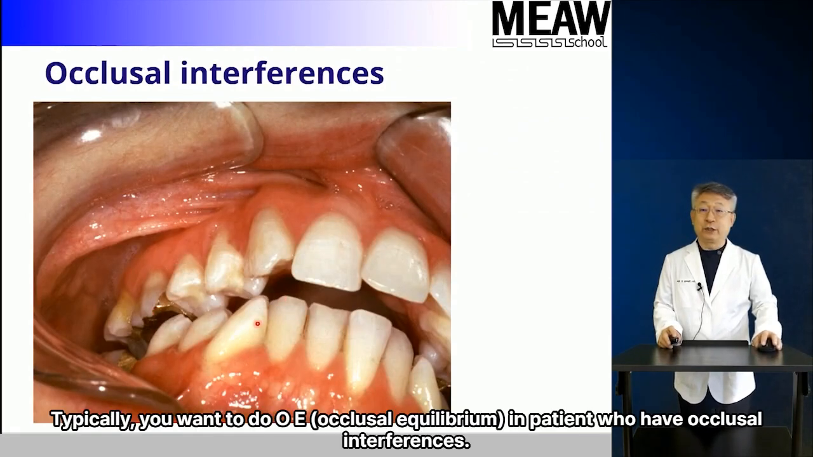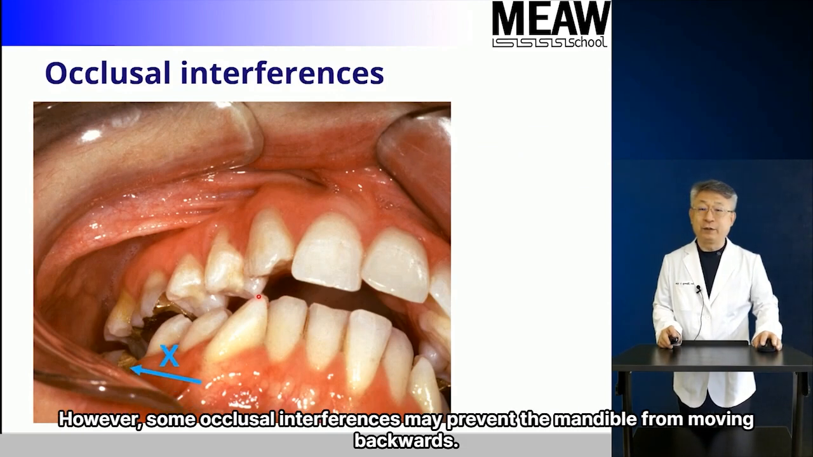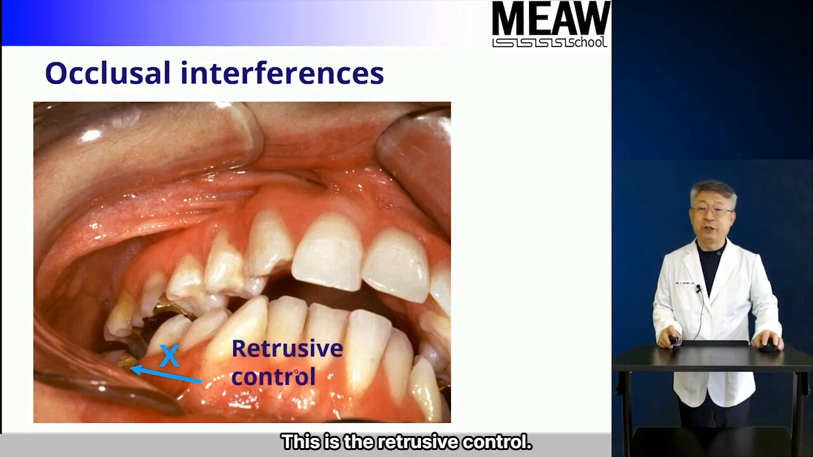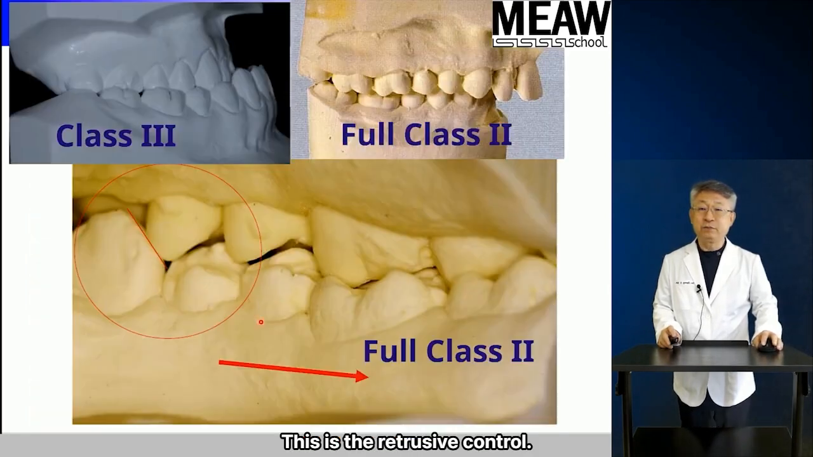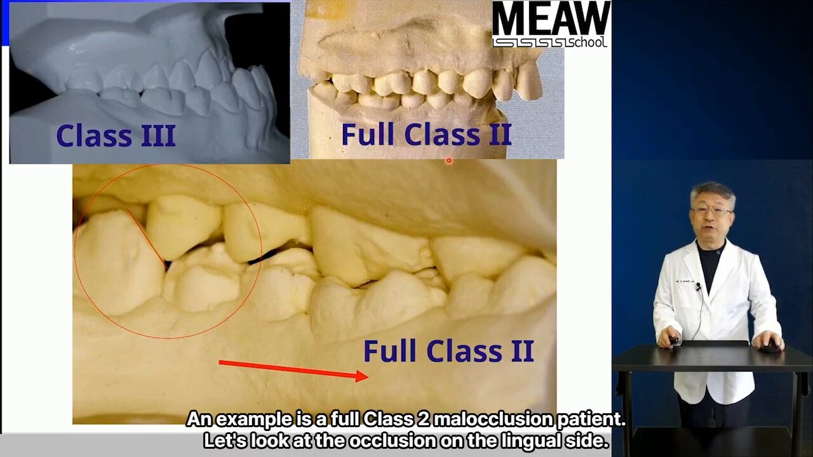Typically, you want to do OE, occlusal equilibrium, in patients who have occlusal interferences. However, some occlusal interferences may prevent the mandible from moving backwards. This is the retrusive control. An example is a full Class II malocclusion patient. Let's look at the occlusion on the lingual side.